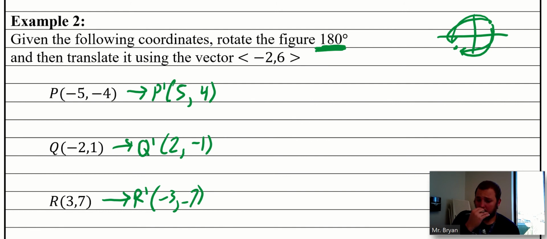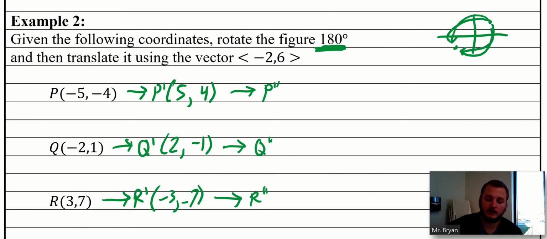All right, last one here. Now we need to translate it using the vector -6, 2. So I'm going to draw these out here. Next transformation, we have P double prime, Q double prime, and R double prime. And if I want to write these coordinates out, as a reminder, when I'm translating an object, that just means I'm moving it or shifting it. The orientation where it's facing does not change at all.